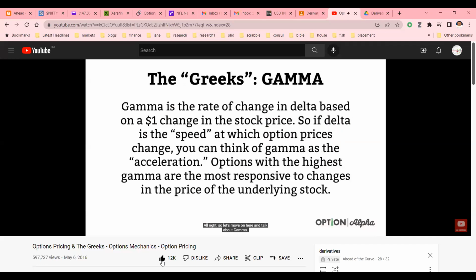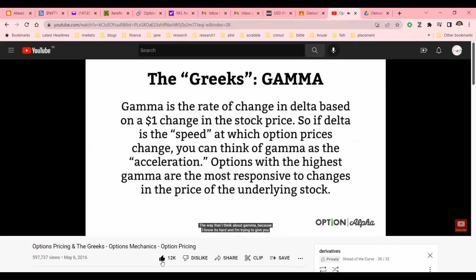All right, so let's move on here and talk about gamma. Now, gamma is a little bit different. Remember, gamma is going to be related and tied into delta. Gamma is the rate of change in delta based on a $1 change in the stock price. So if delta is the speed at which option prices change, or how much you make or lose, then you can think of gamma as the acceleration. So options with the highest gamma are the most responsive to stock price changes in the underlying security.